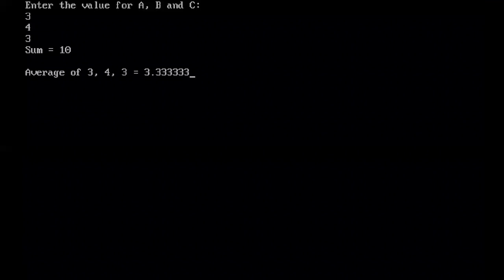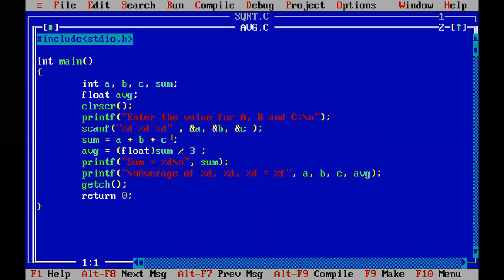Now the result is correct. You see what happened here: even if you convert avg to float, even if you change the data type of avg from integer to float, still I did a certain change here. Okay, leave it. See, sum divided by 3, I'm performing sum divided by 3.